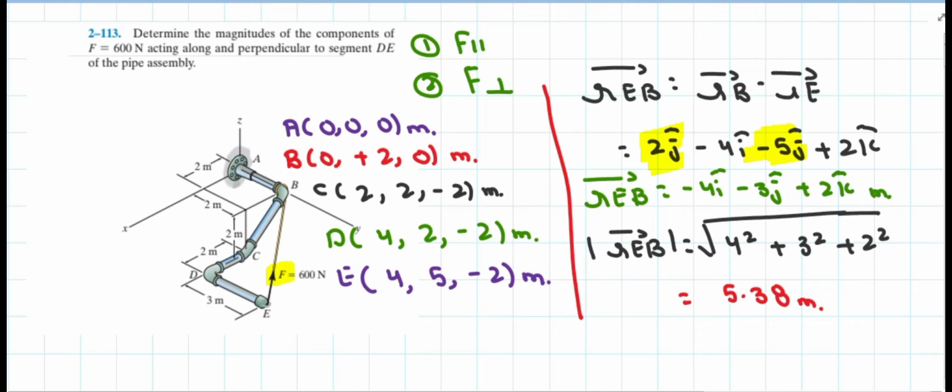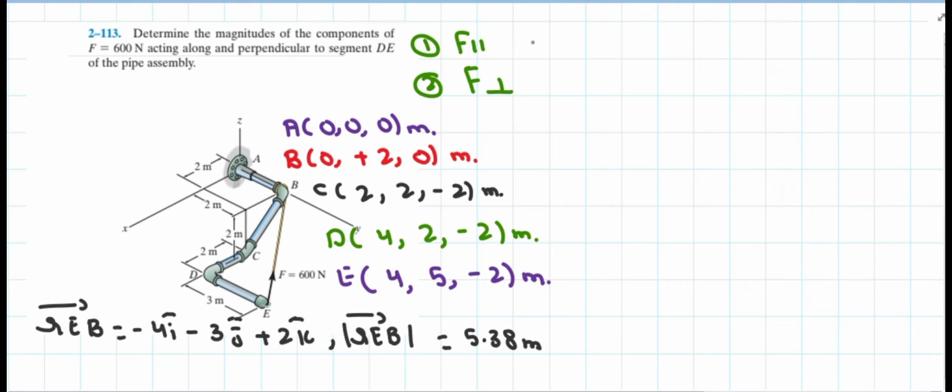Now we successfully found the first position vector here, but what about the other position vector? Let's find it out. If you see the question statement, the question demands that we find the parallel component of force F which is acting along the DE segment. So by reading this, we figure out that E point is the final point, and D point is the initial point.